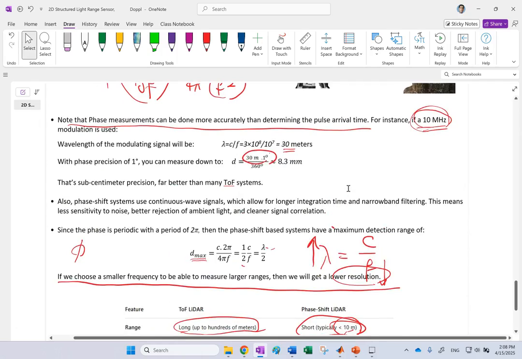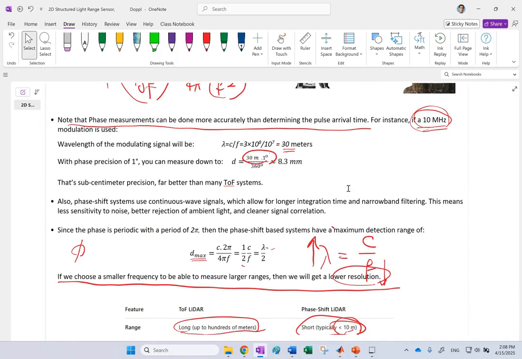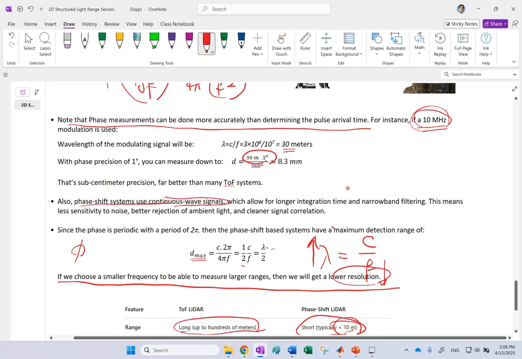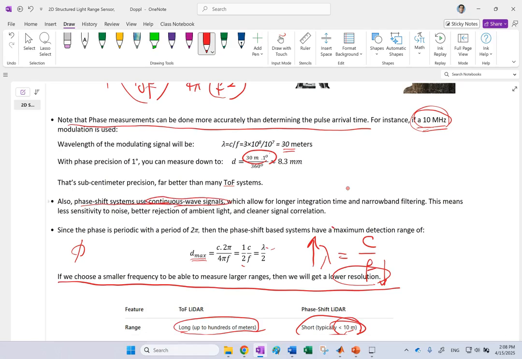The last thing I want to mention before we end this video is, in the time of flight, you send the signal, it comes back, you measure the time lapse. But in the phase shift systems, we are using a continuous wave signal, like a sine wave. Because we are sending this sine wave and then it comes back with a phase difference, and the system is not going that fast as last time, we have more chance for integration time and narrowband filtering, because the signal that is sent out and comes back in, they are not going to be identical.